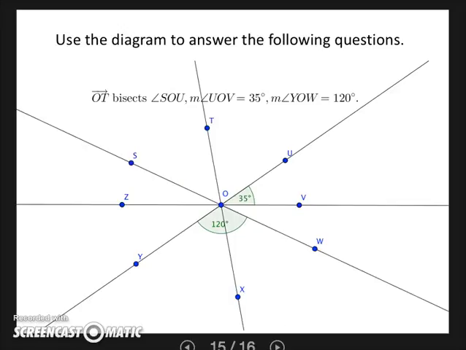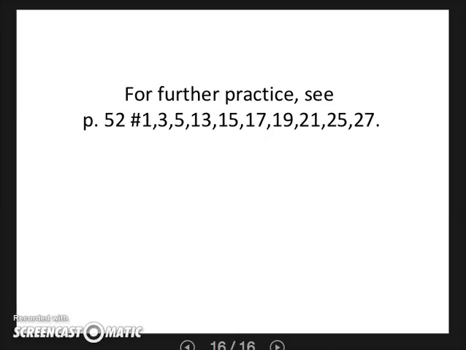Now you try one. Use the diagram to answer the following questions. For further practice, see page 52 of your text, numbers 1, 3, 5, 13, 15, 17, and all the odds up to 27.